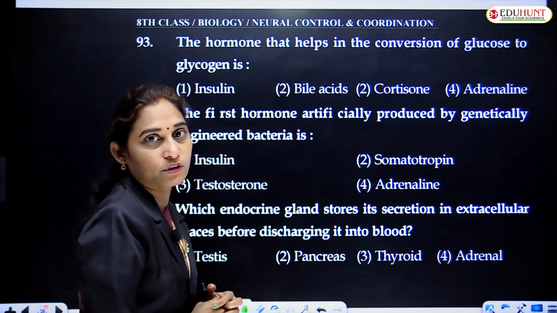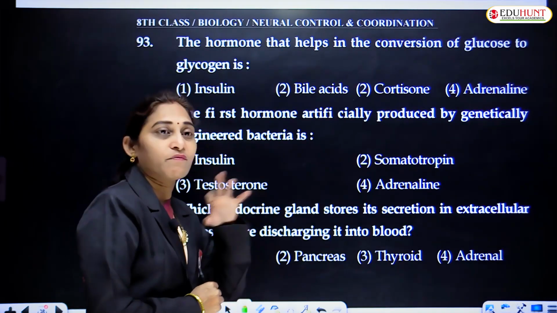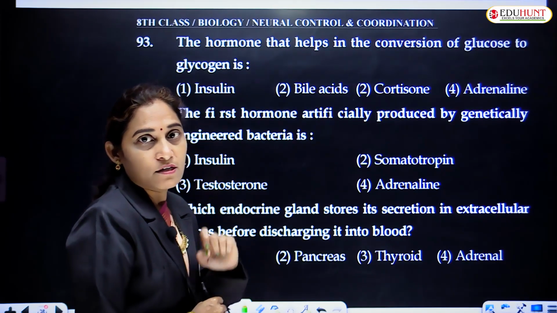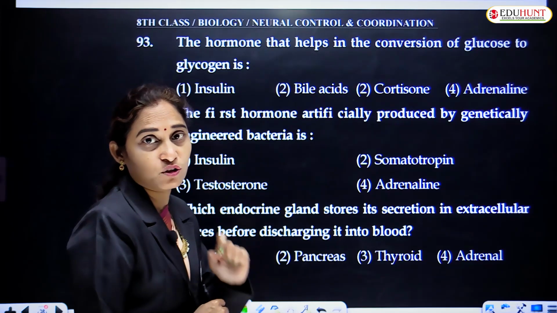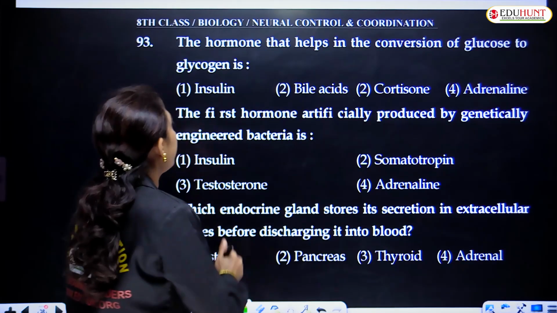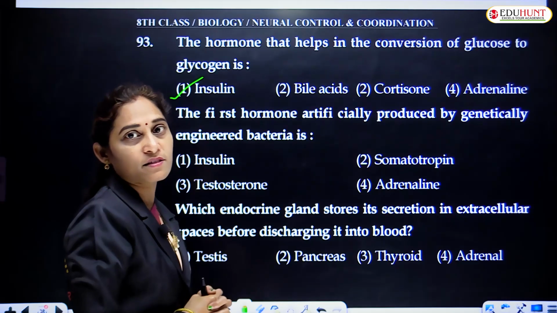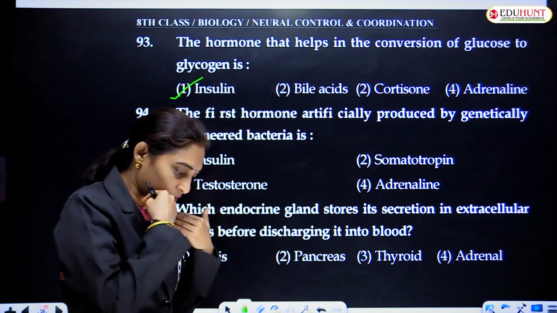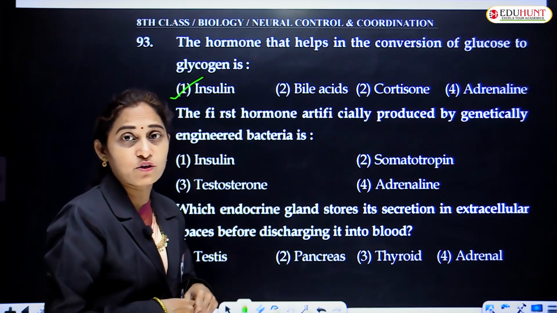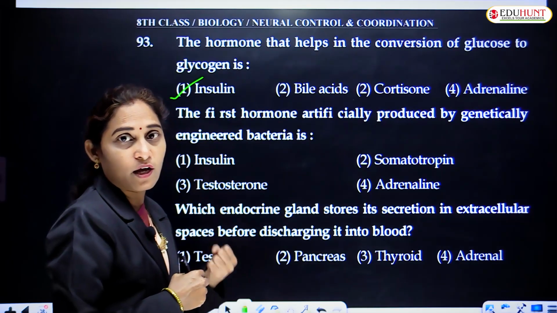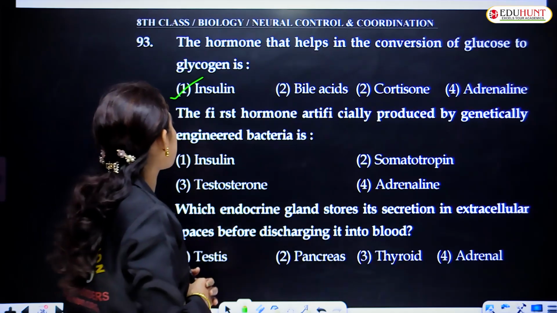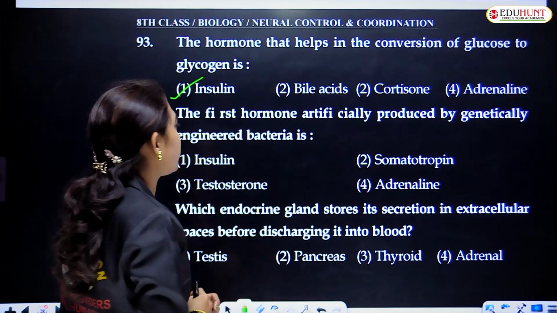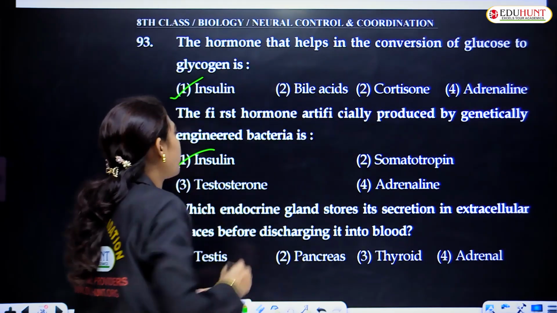Conversion of glucose to glycogen reduces the glucose level in the blood. So which hormone is responsible for reduction of glucose in the blood? That is insulin. Insulin is the hormone that promotes the utilization of cellular glucose by the cells. The first hormone artificially produced by genetically engineered bacteria was the insulin hormone.